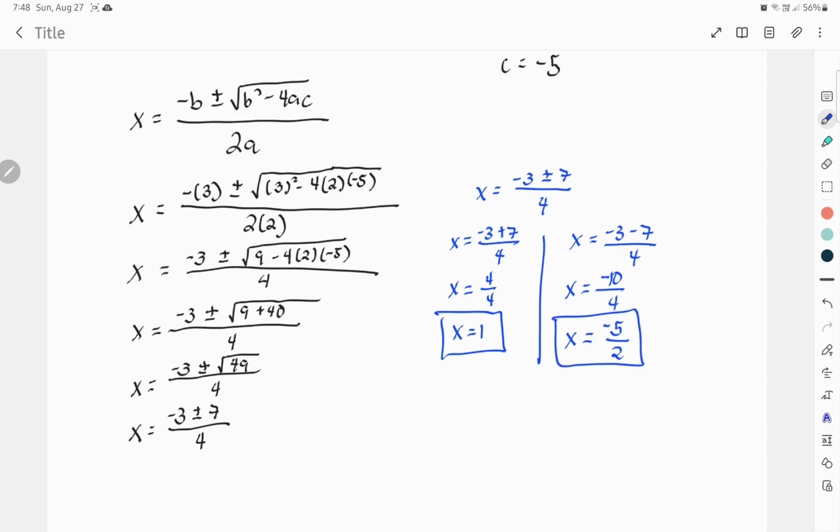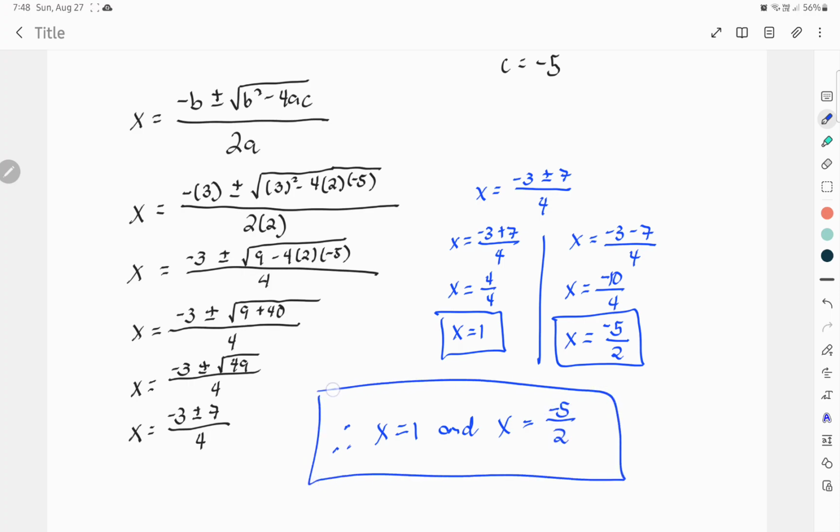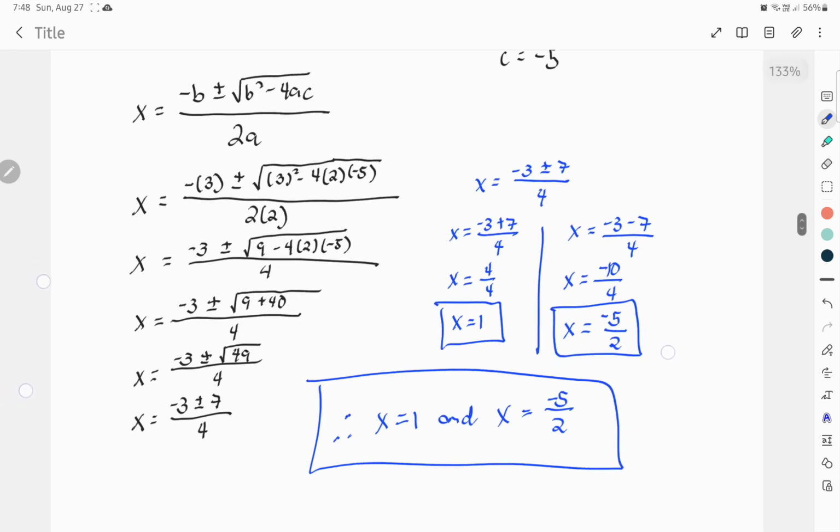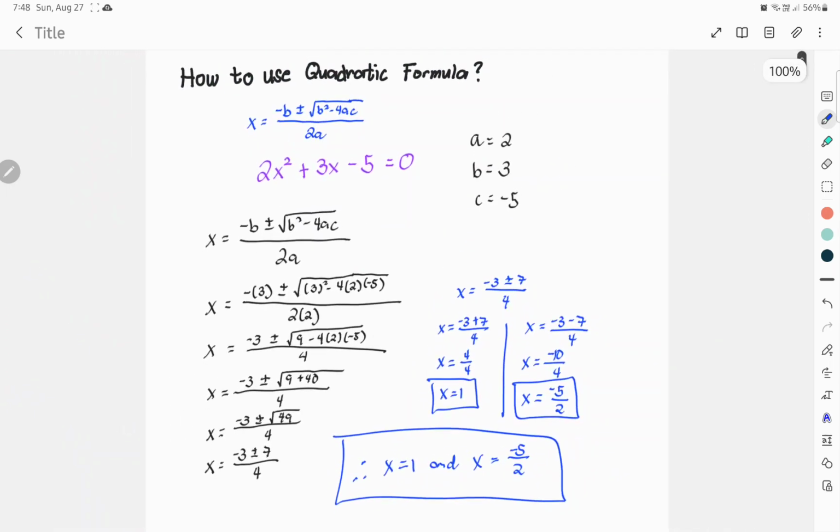So in this case, we now have our answer. Our answer is that the value of x is equal to 1 and x is equal to negative 5 over 2. You can verify whether your answer is correct by substituting the value of x into the original equation, which is this one.